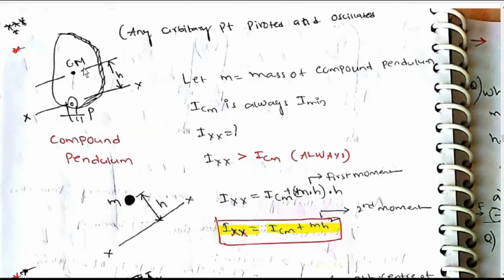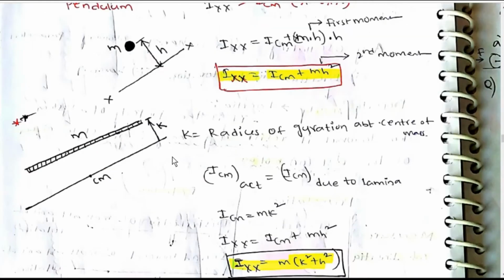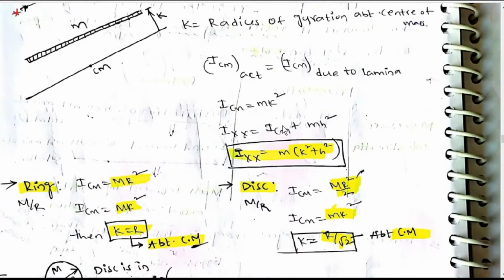Okay, H is the distance from the center of mass where M can be placed. K is equal to the radius of gyration about the center of mass. ICM actual is equal to ICM due to lamina. ICM is equal to MK square. IXX is equal to ICM plus MH square. IXX is equal to MK square plus MH square, which is M of K square plus H square.